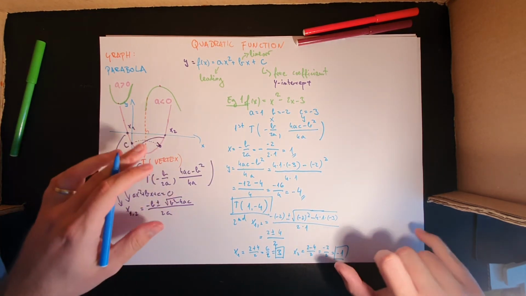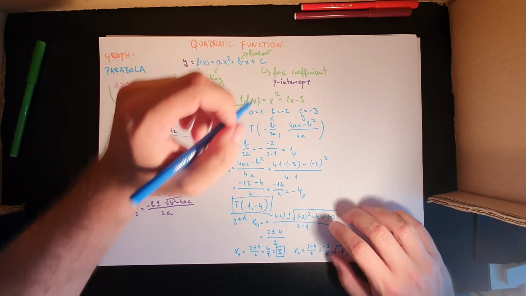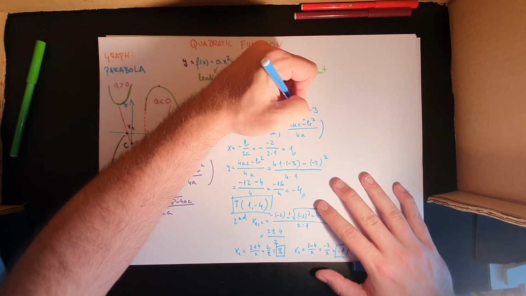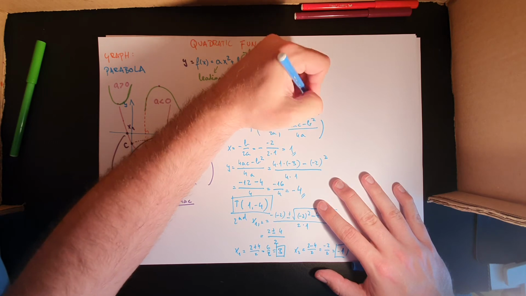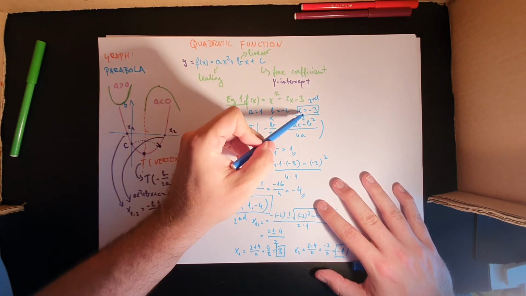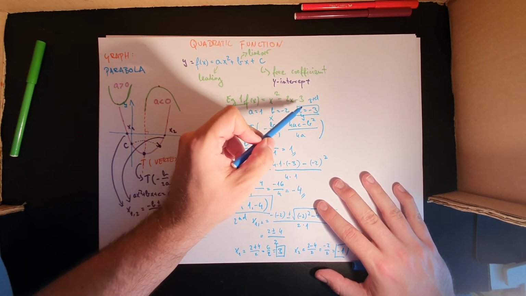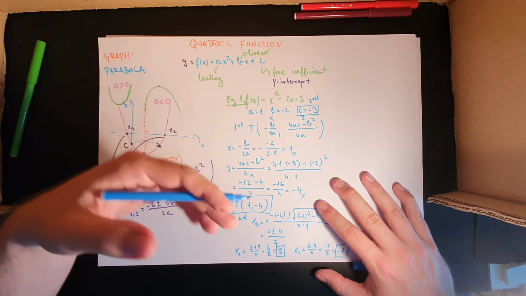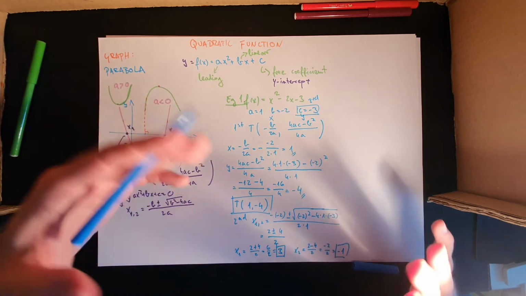Let's go into the third step. The third step is simple enough. I'm not going to even do it somewhere on the side. The third step is here. We have the y-intercept. C is equal to minus 3. So I can point out minus 3 on the y-axis, and I'm done.